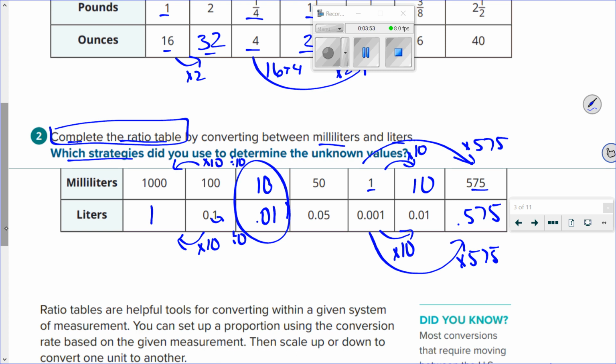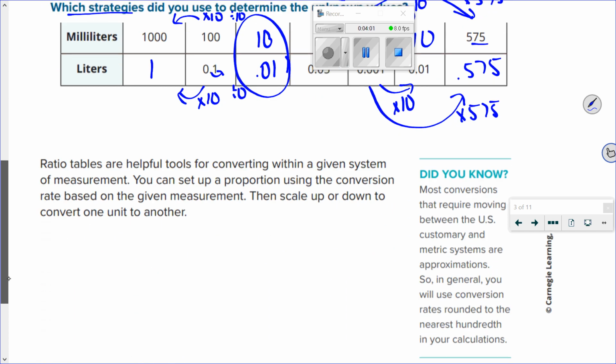Again, that is not the only way to do it. That is just the way I would look at it. I always try to make the numbers as easy as I can. However you do it is fine.